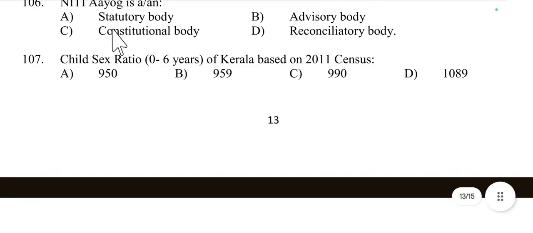Then question number 107. Child sex ratio, 0 to 6 years. It is called the child sex ratio of Kerala based on the 2011 census. According to the 2011 census, it was 959. So option B is right.